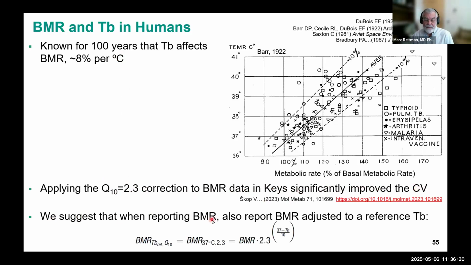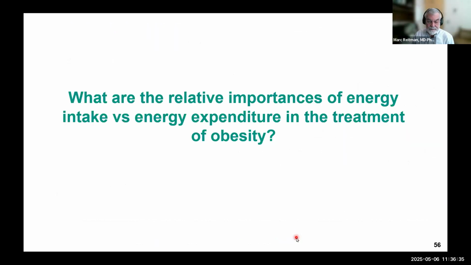And we've suggested that when reporting basal metabolic rate, one should also report the basal metabolic rate adjusted to a reference body temperature, such as 37 degrees. And again, since I have a captive audience, I'm proselytizing here.